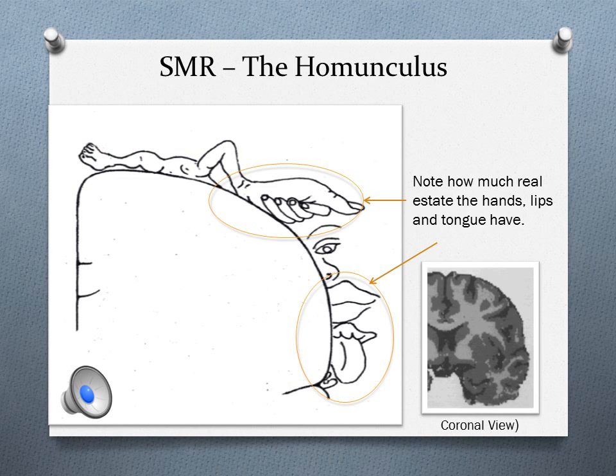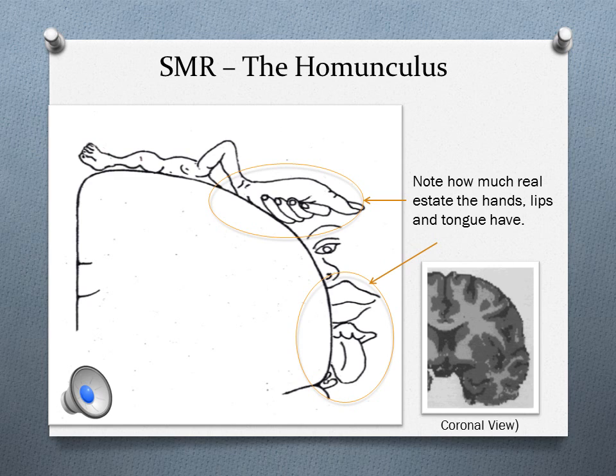Here we have the sensory motor homunculus, which stands for little man. This is one half of it. It's a coronal view, so you can see an MRI scan over there on the right bottom. And what this is a schematic of is the amount of real estate, basically, that the homunculus uses for the different parts of your body.